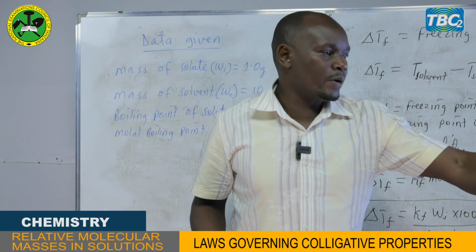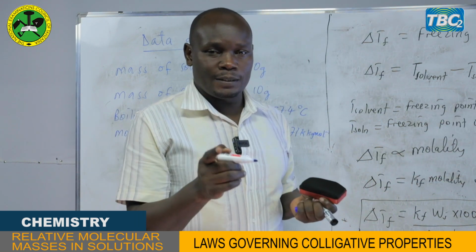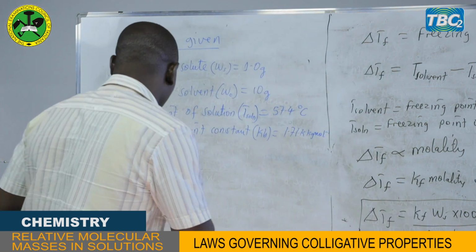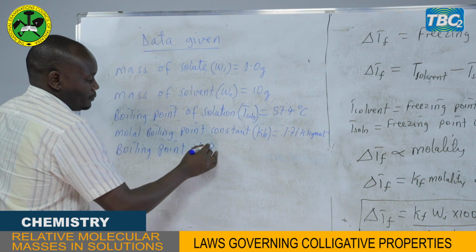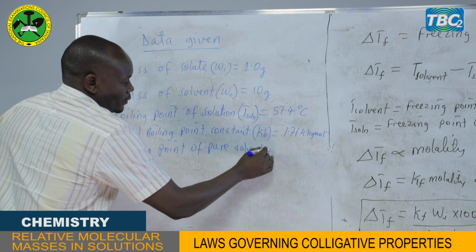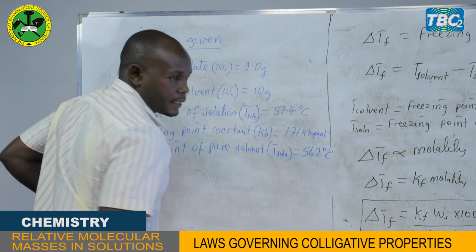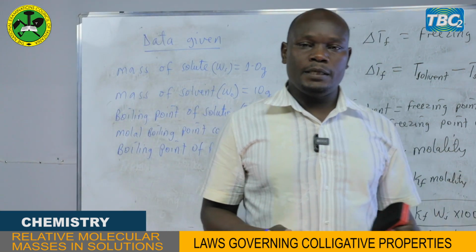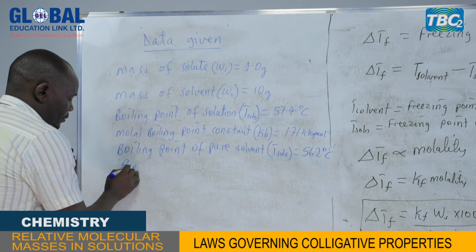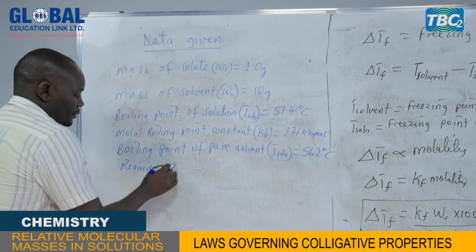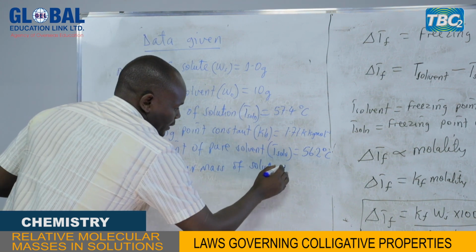Also, the boiling point of propanone is 56.2 degrees centigrade. We have said here that propanone is our solvent. So if it is our solvent, that means that boiling point is for the pure solvent. So the boiling point of pure solvent, T solvent, is given as 56.2 degrees centigrade. So from there, what have we been asked? We have been asked to calculate the molar mass of the solute. So required is the molar mass of solute, and let us denote it as Ms.